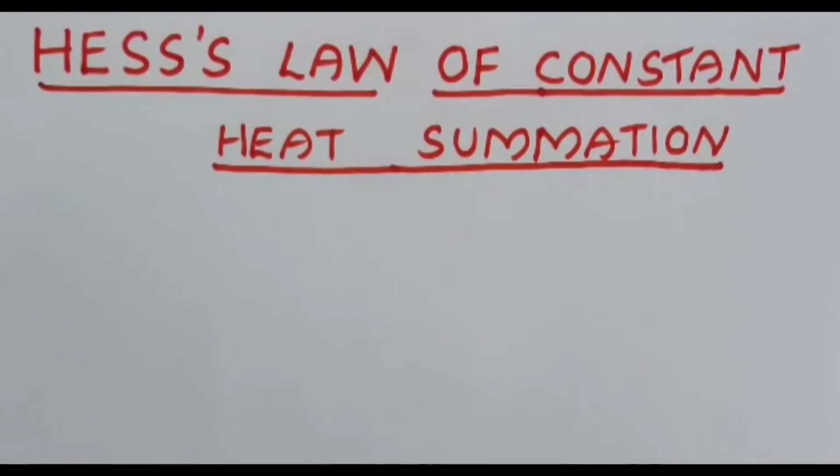Today we are discussing second year's topic, that is Hess's law of constant heat summation. What is Hess's law? Hess's law is applicable in finding the delta H, that is the enthalpy of a chemical reaction.